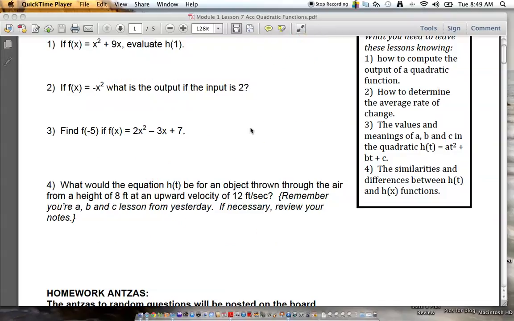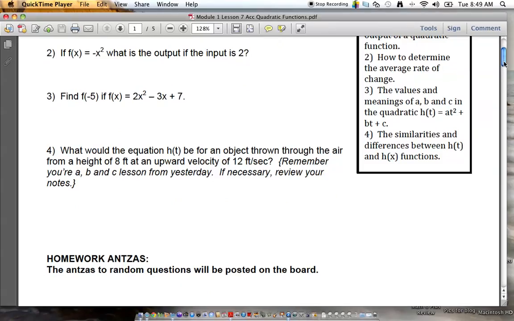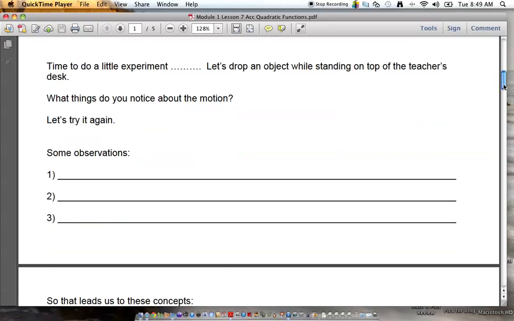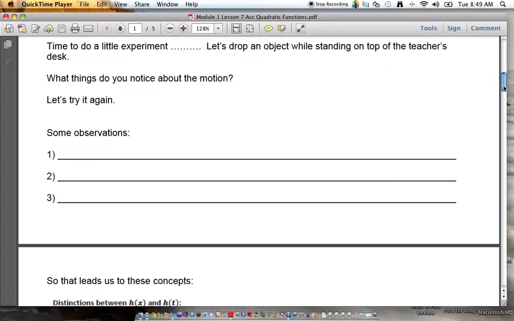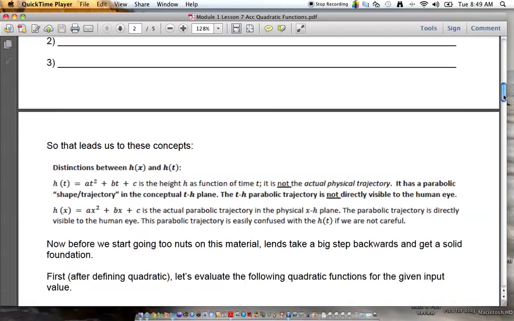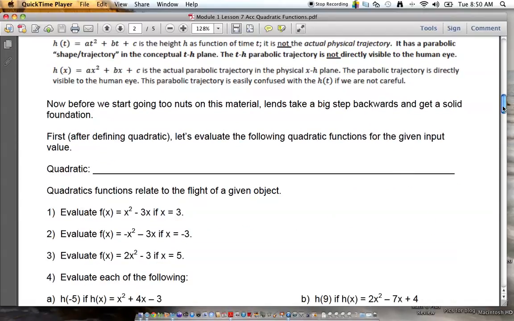Now, as we take a look at this, a lot of this material we covered yesterday in class, and the day before. We did the experiment where we dropped it from the top of the table, and what we saw was it was a little slow in the beginning, but then it got faster as it went along. So that leads to these concepts which you've been working on the last couple of days.